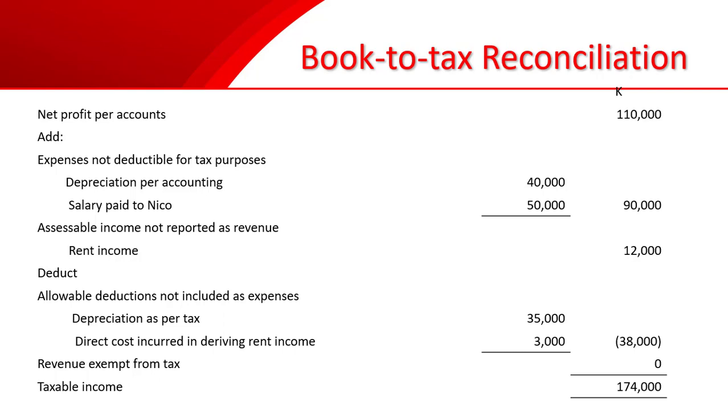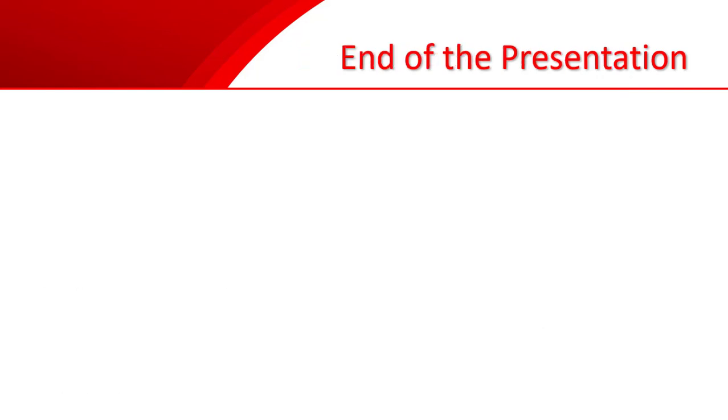We don't have revenue exempt from tax. So we add and deduct the items, and we arrive at taxable income. This will be the amount subject to the tax rate. And that's it.